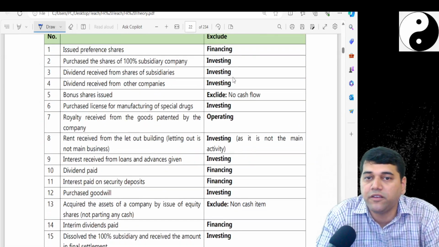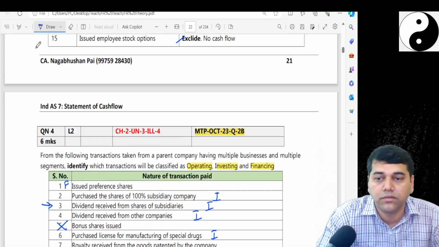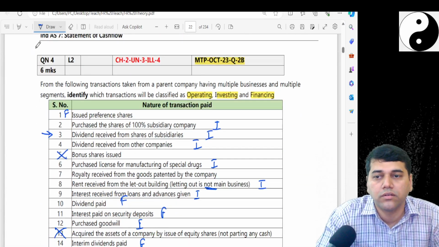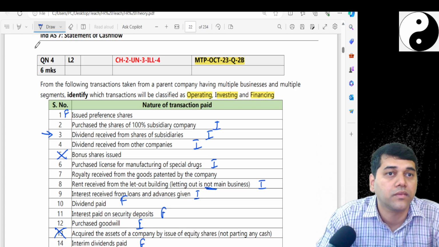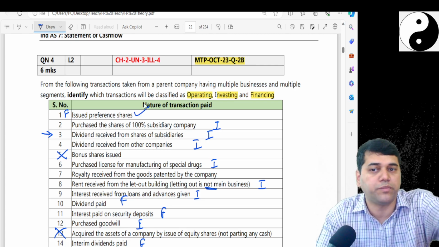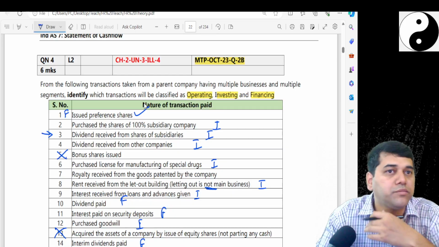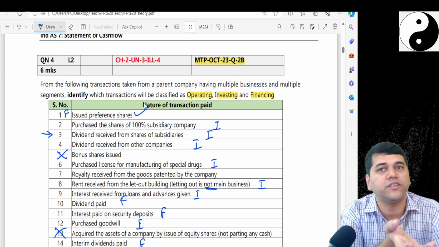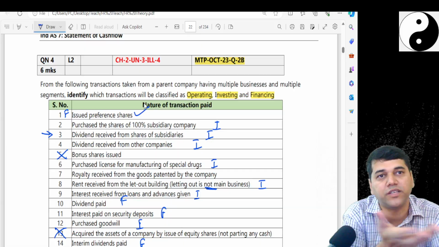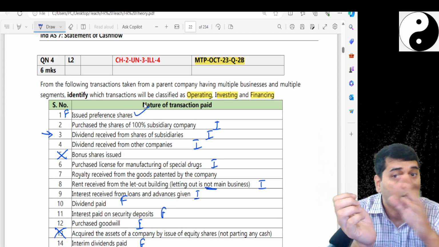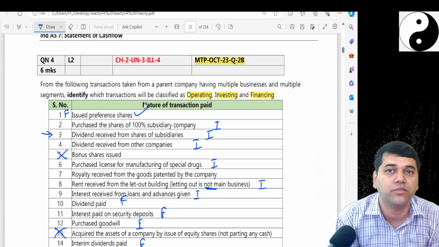See, issued share capital, financing. Let us see whatever we discussed. Sorry, issued preference shares here, but when we issued the preference shares, we got money, no? Yeah, it's an assumption, because generally when you issue preference shares, it assumes that you have got the cash right now. Calls can be in arrears, but at least the first one, application money, you would have received.